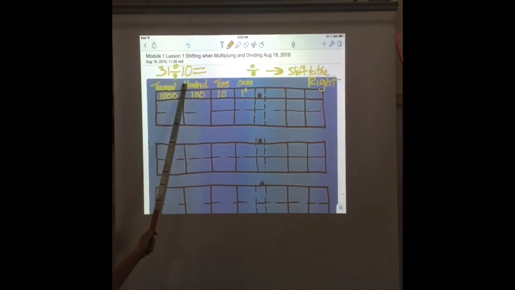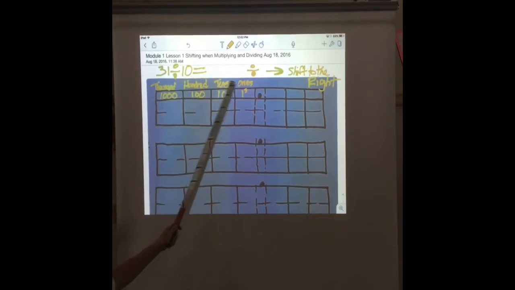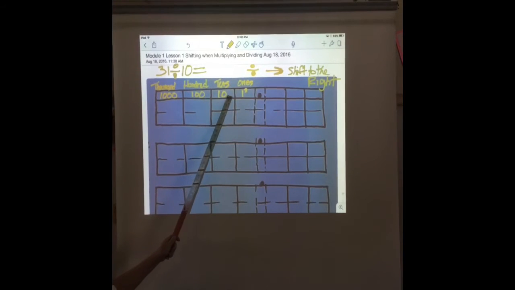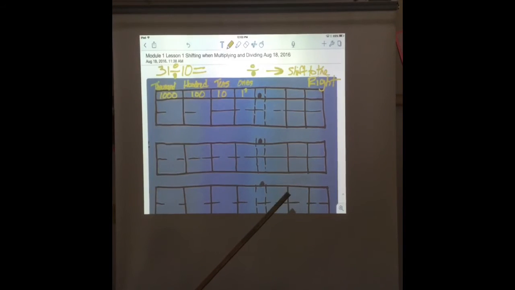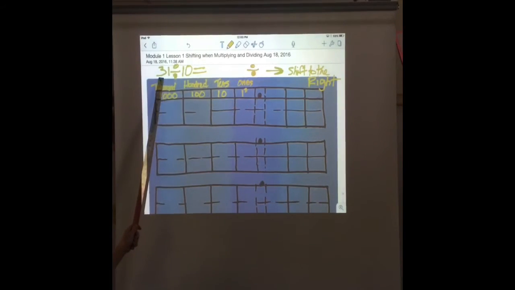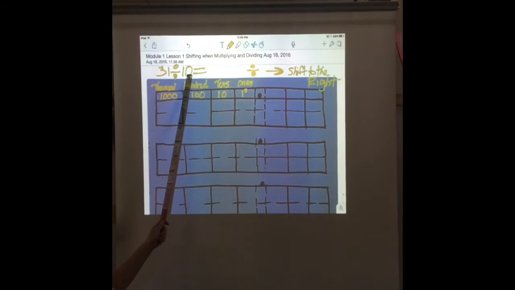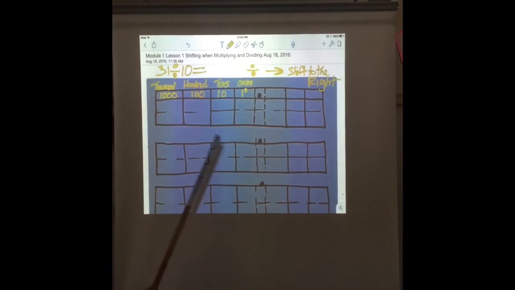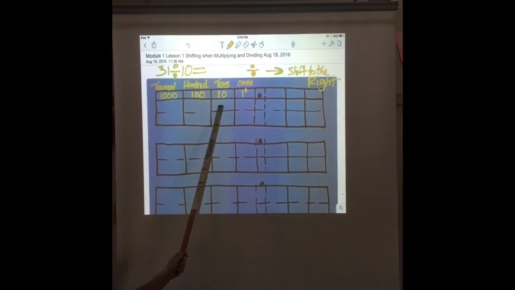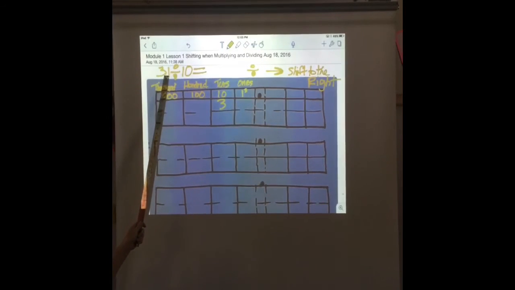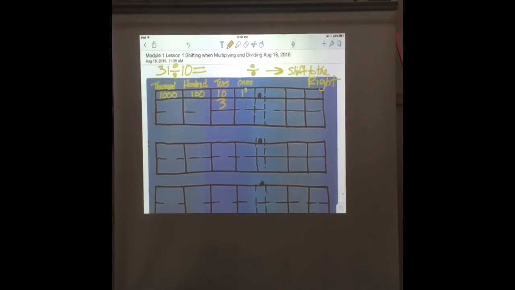Now, when we divide, we're going to shift our numbers which way? To the right. That's the opposite of multiplying, huh? Yes. Right. So we're going to take 31 and divide it by 10. Where do we put our 31? We put the 3 in the tens, right? Because we have 3 tens, 30. And then we have how many ones? 1. Nice.